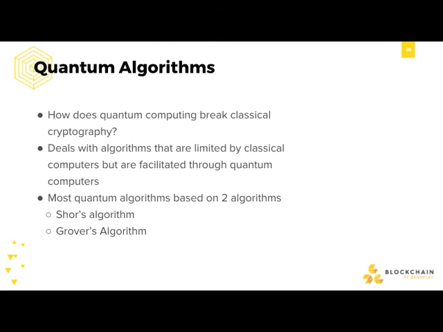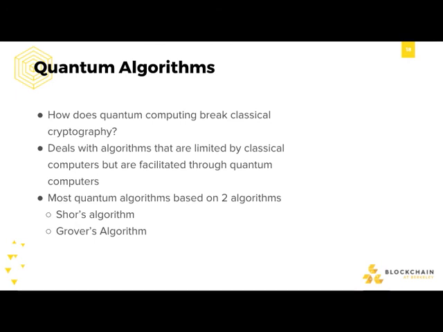So how does this change when you have quantum algorithms? How does quantum computing break classical cryptography? Quantum computing actually deals with algorithms. They're limited by classical computing, but as soon as you bring in quantum computers, you can run all these algorithms.